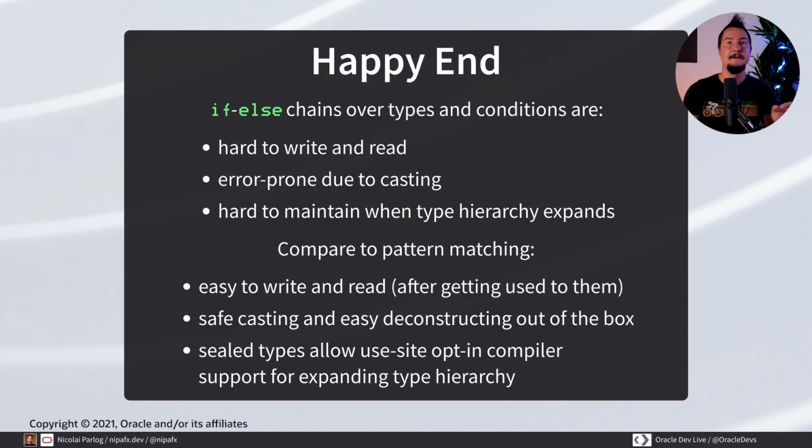It uses case. It uses things that look similar to constructors, so they make it reasonable to understand how things are taken apart during deconstruction. So once you get used to them, it's really easy to read them. You get safe casting, you get easy deconstruction out of the box, so you don't have to nest, like, get that thing and then apply that check, so you don't have a bunch of if-elses on the right-hand side of this branch. You can just put all of that very cleanly into one place where they're all checked. And in the end, if you also use sealed types, you get compiler support for expanding the type hierarchy if you want.